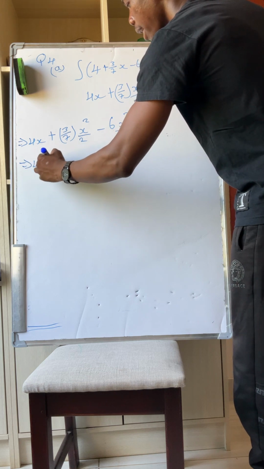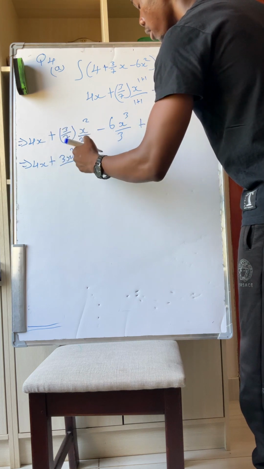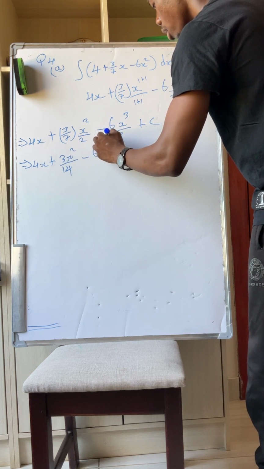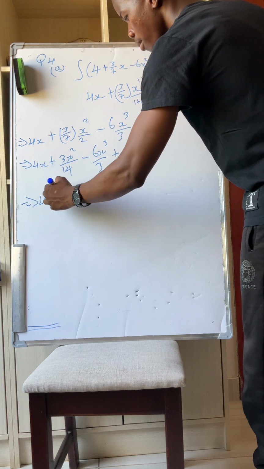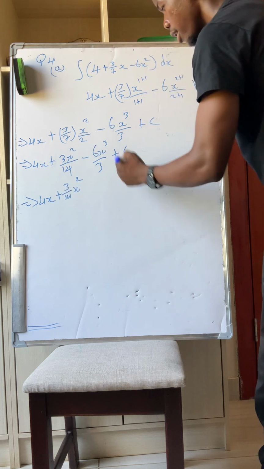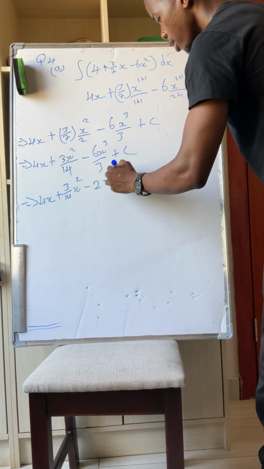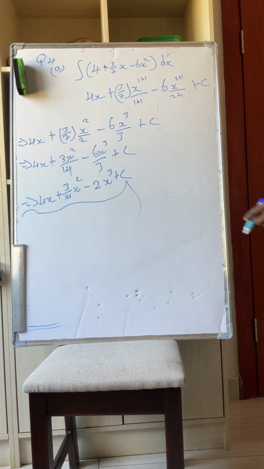So what do I do next? It will be 4x plus 3x squared over 7 times 2, that's 14, minus 6x cubed over 3, plus c. So it will be 4x plus 3 over 14 x squared, minus 6 over 3, that's 2, so 2x cubed, plus c. This becomes my final answer. That's how we integrate. I'm done with this one. We go to the second one.